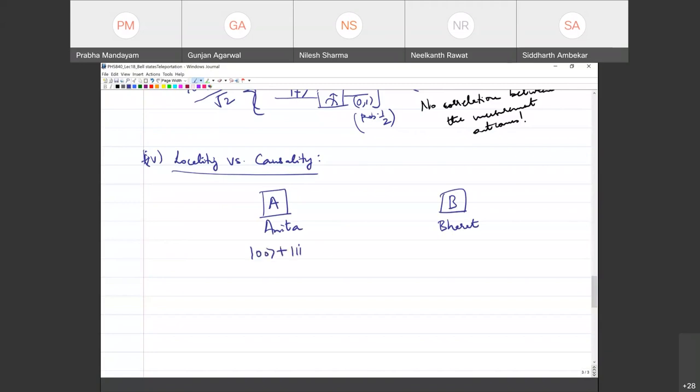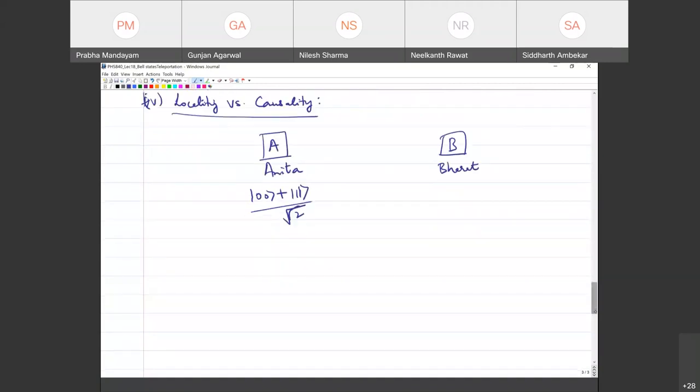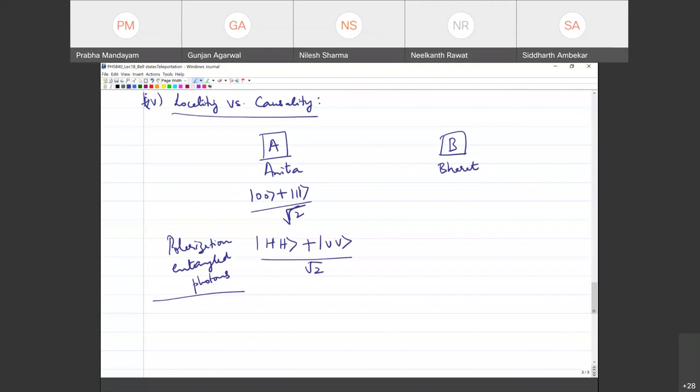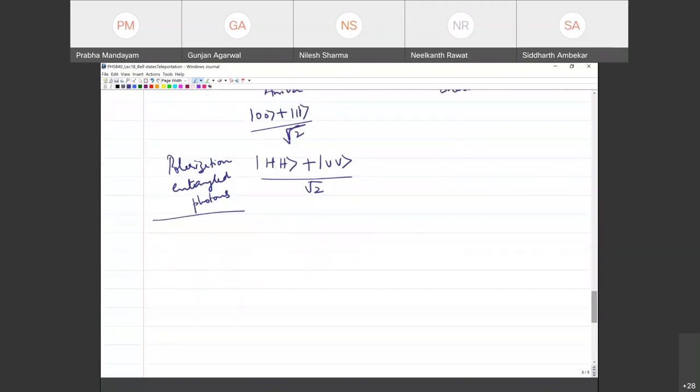Now, in a pair of photons, what is the degree of freedom that I could entangle? One degree of freedom that I could entangle is the polarization. So I can write down a pair of polarization entangled photons, which means if the first photon is horizontally polarized, the second is also horizontally polarized. If the first is vertically polarized, the second is also vertically polarized. And in fact, there are natural physical processes which lead to these kinds of correlated pairs of photons. This is what is called parametric down conversion.